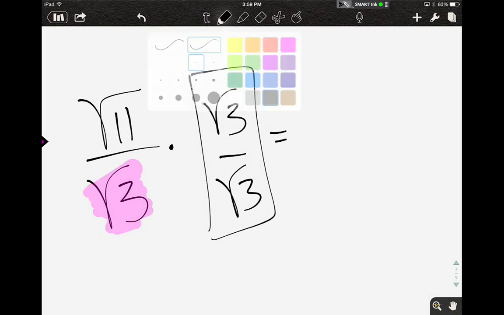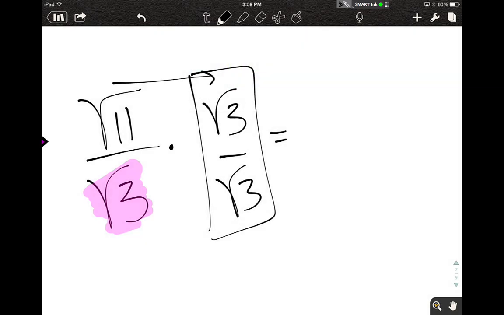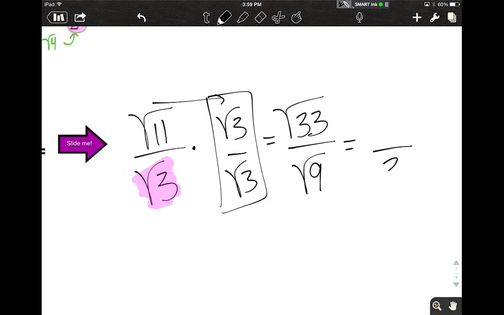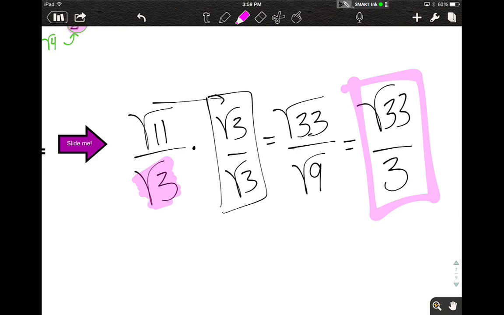So in the top of my fraction, I'm just going to multiply across. I get the square root of 33. And on the bottom, I get the square root of 9. The square root of 9 is just the perfect square 3. Okay, and then here I get the square root of 33. There's not really much I can do at that point, but I have solved the problem of this nasty square root symbol in the denominator.